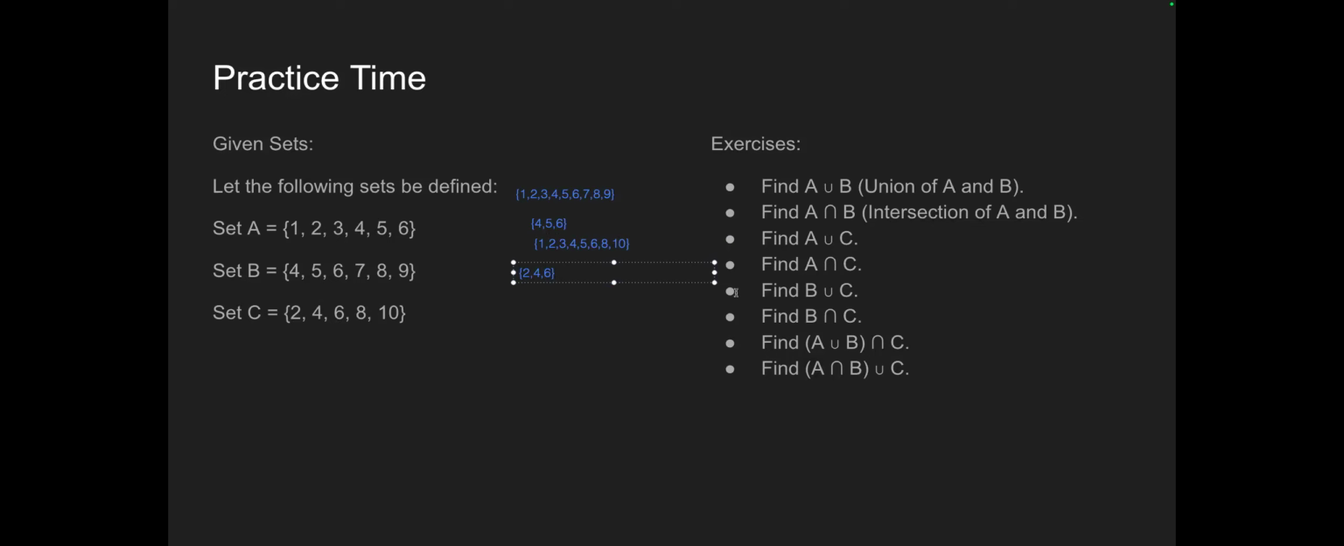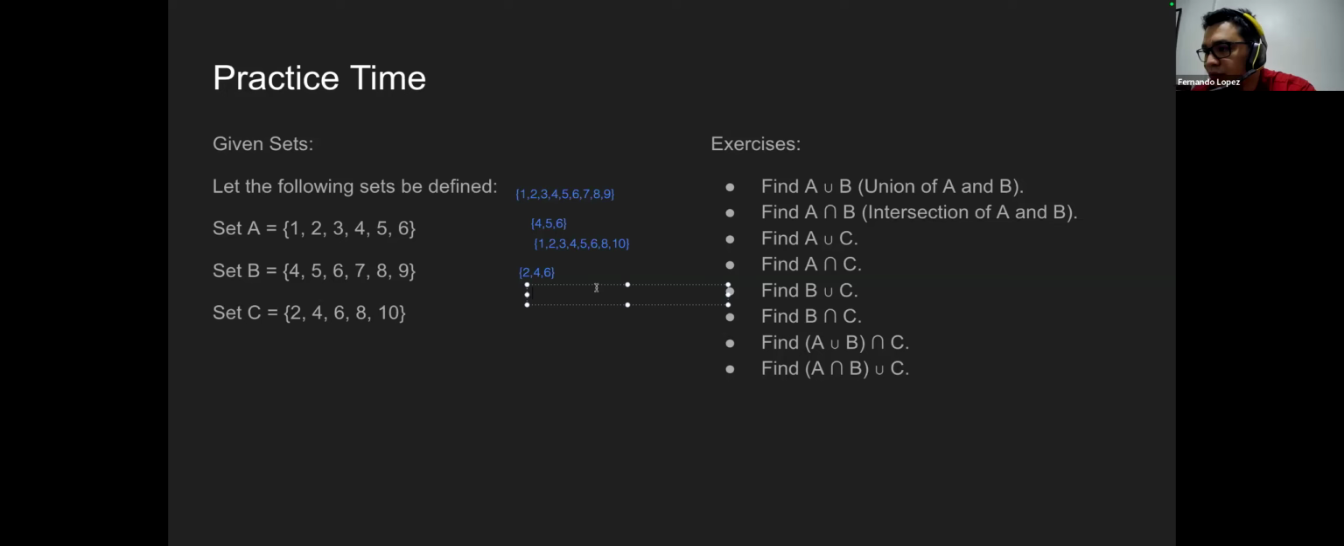Yes. Great. Now let's find the union between B and C. The union between B and C will be 2, 4, 5, 6, 7, 8, 9, and 10. Do you agree? Yes. Great. Now let's find the intersection between B and C. The ones that we have in common are 4 and 6, just 4 and 6.